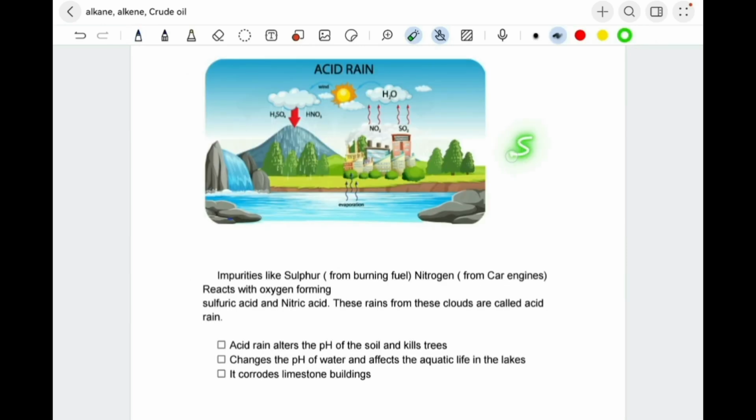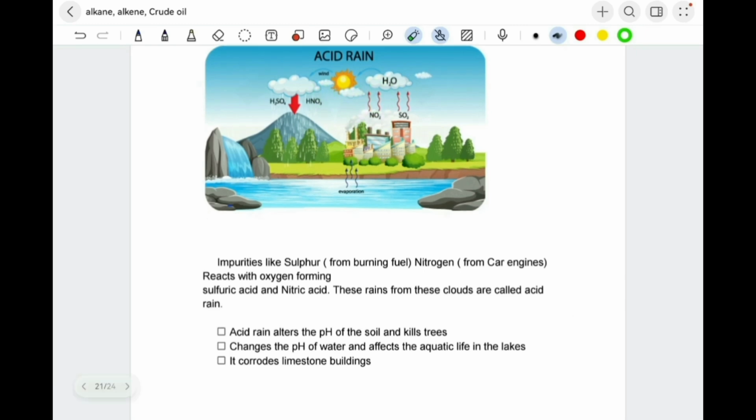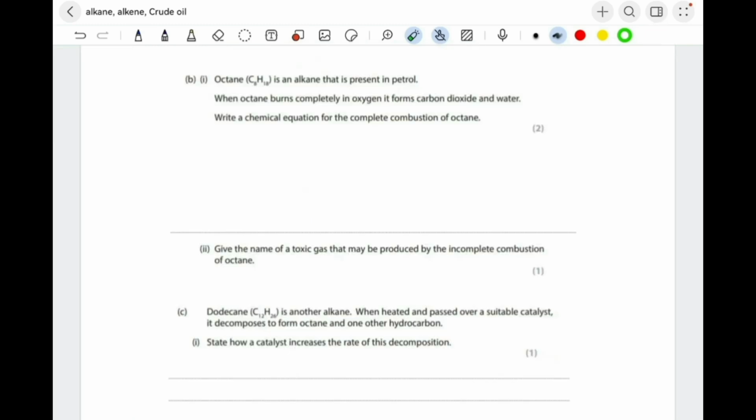Acid rain. Impurities like sulfur from burning of fuel will react with O2 to form sulfur oxide, which reacts with H2O to form sulfuric acid. And impurities from car engines like nitrogen will react with oxygen in the atmosphere forming nitrogen dioxide, which reacts with H2O to form nitric acid. Learn the effects of acid rain. It changes the pH of the soil and can kill trees, and it can change the pH of water and can affect the aquatic life, and it can corrode limestone buildings.